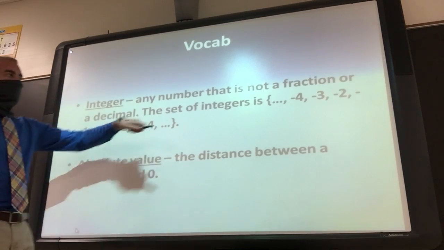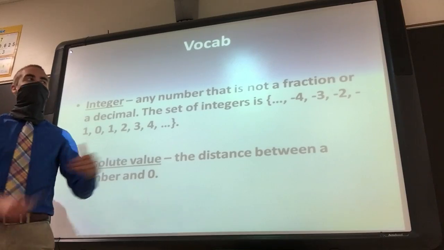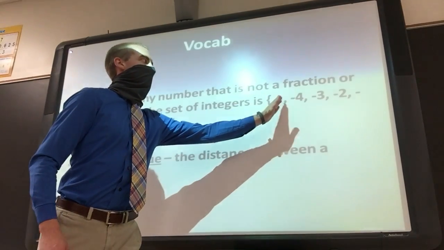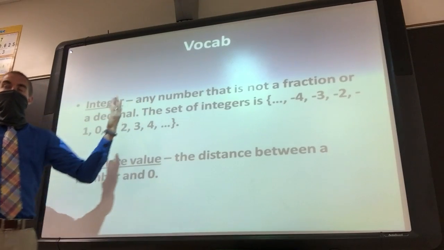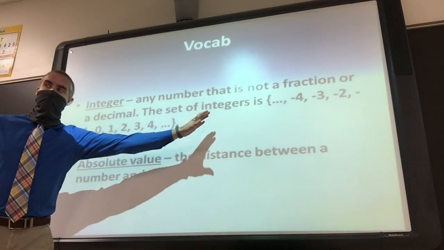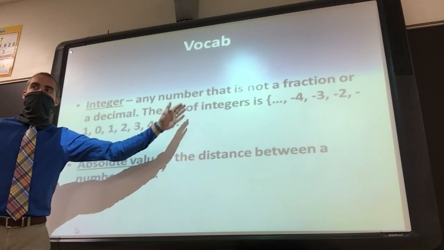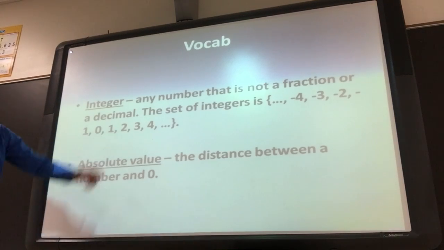So these three dots, it means they continue to go on in the same pattern. So -4 and then -5, -6, -7, forever, all the way to negative infinity. Then these three dots mean it goes positive in the same direction, 5, 6, 7, 8, 9, 10. We can't write all the numbers that are integers because they go on forever. So that's why we write those three dots. But that's kind of the pattern to see.